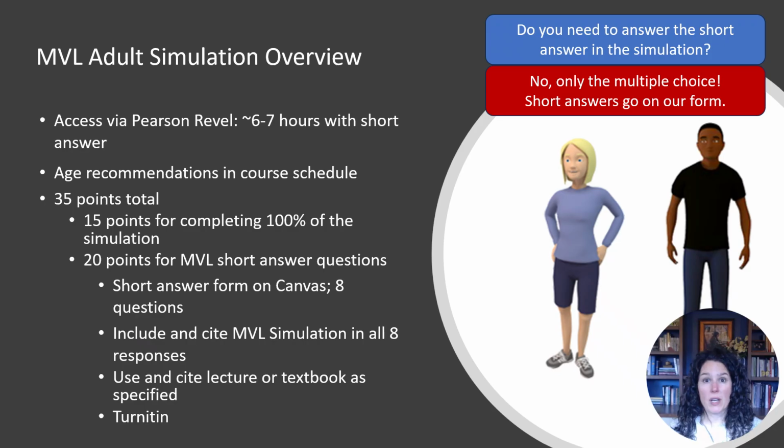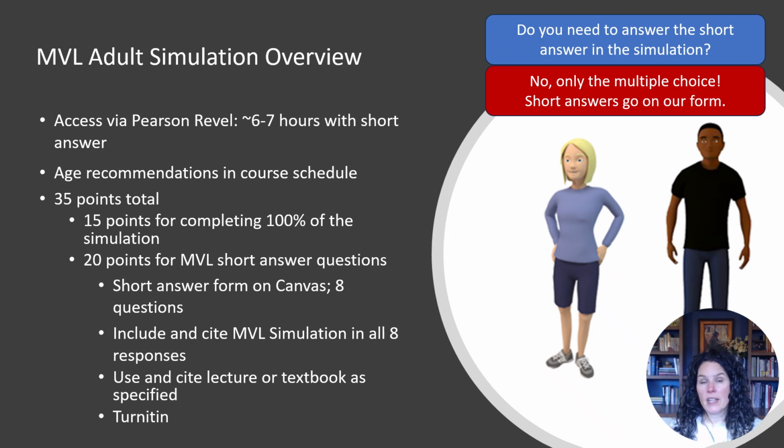We do have age recommendations that you complete in the schedule, but again, we don't check it until the deadline. It's a smaller points assignment, so it's only 35 points. You get 15 points for completing 100% of the simulation, and again, we'd prorate that. If you did half of it, you'd get 7.5 points in that area. And then you get 20 points for completing the MVL short answer questions.